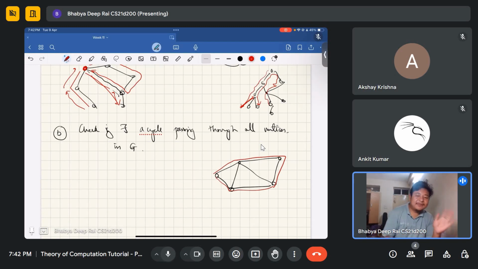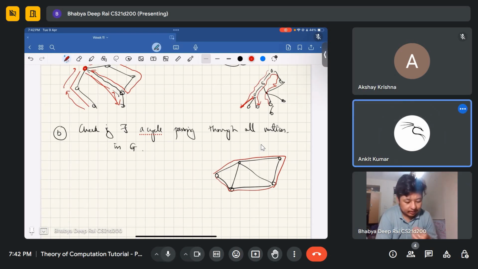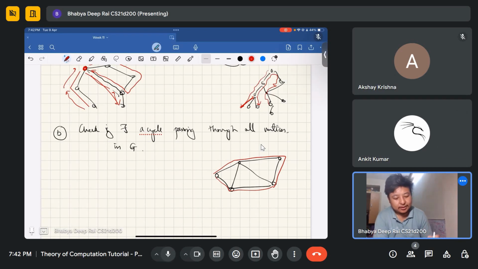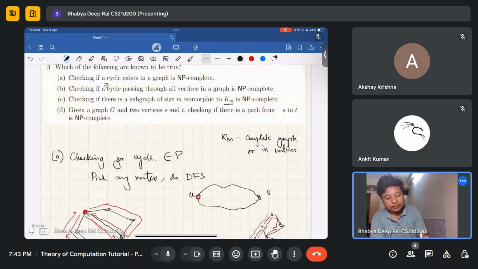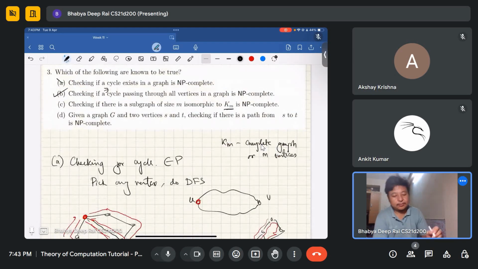There is a special name for this kind of cycle which passes through all the vertices. Any idea? Hamiltonian, I guess. Hamiltonian cycle, right? So this is nothing but the Hamiltonian cycle. And by the lectures, we know that Ham cycle is NP complete. So this is true. Good.